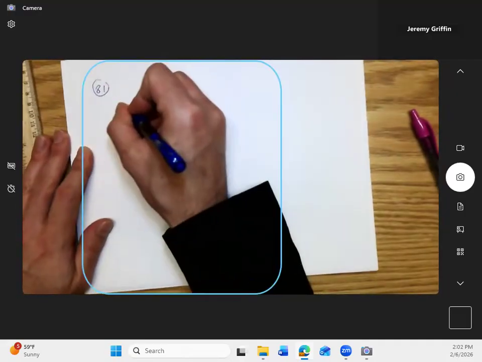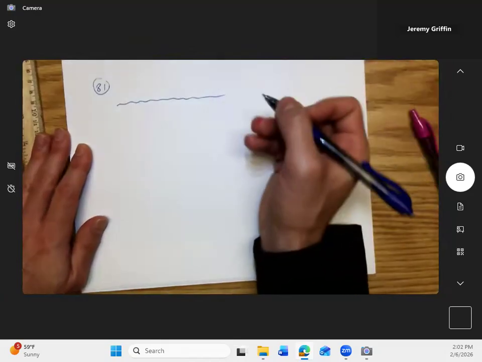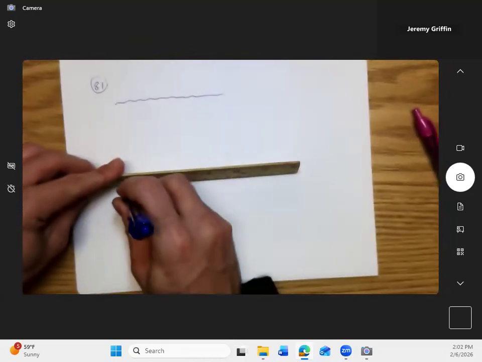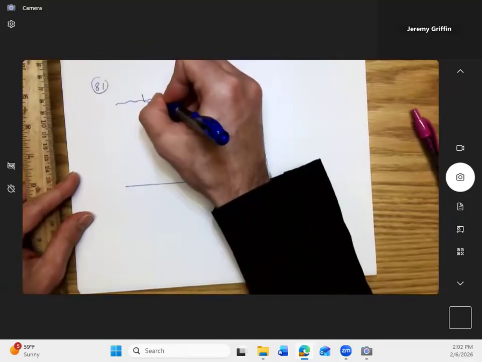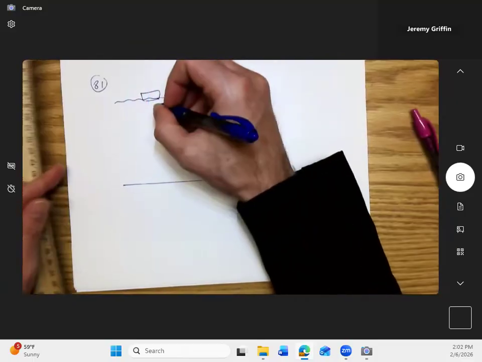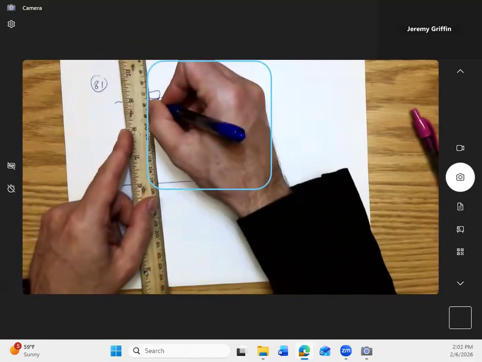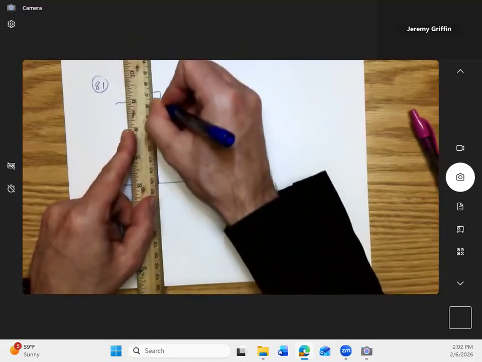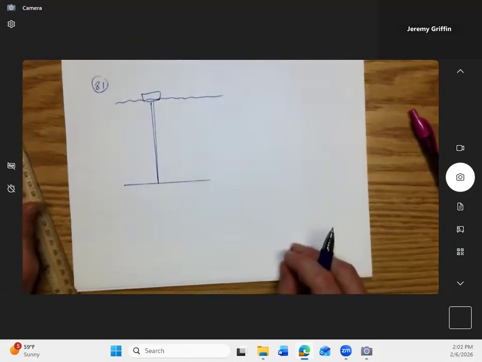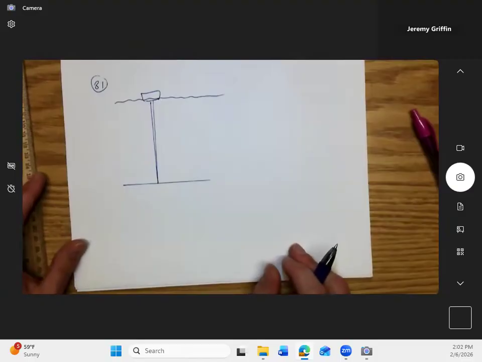Okay, so say here's the ocean surface, and you've got the seafloor down here. Here's the ship, and we're going to send a signal. It goes all the way down to the ocean floor and then bounces back up, reflects. Looks like an echo, doesn't it?